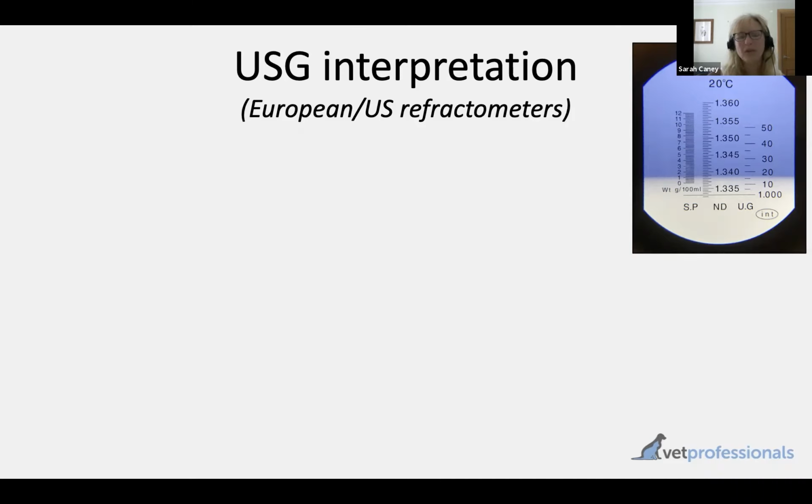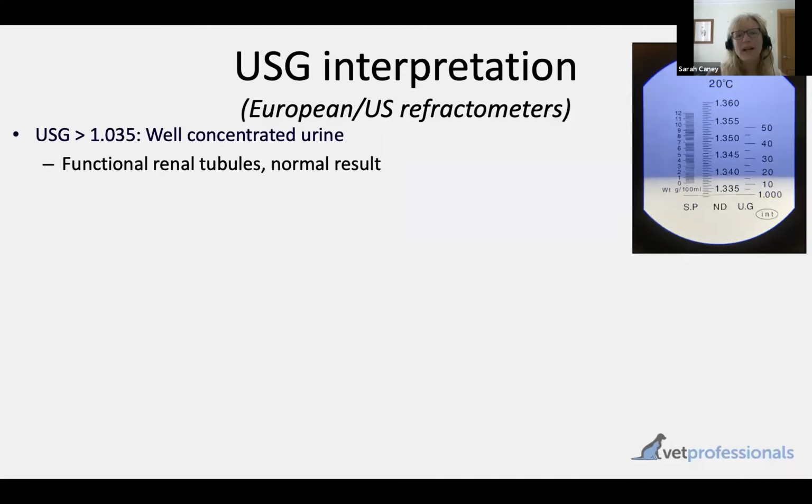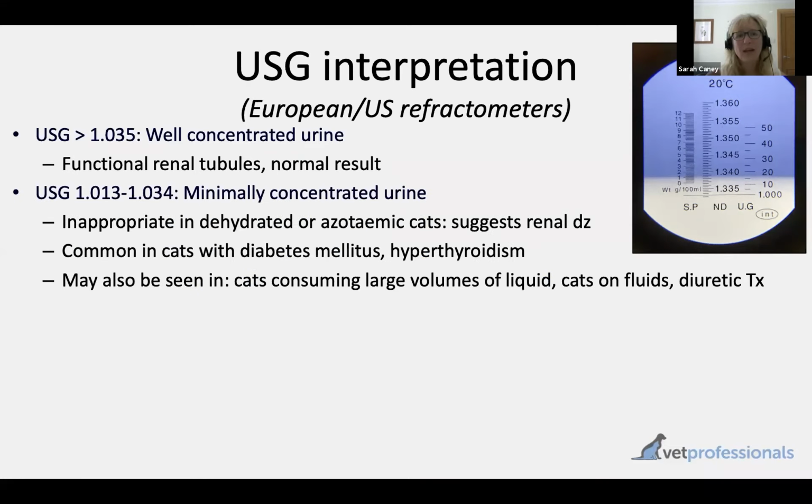So how do we interpret the results that we get? Well, if the USG is greater than 1035 in a cat, that's a pretty normal result. If that's an apparently healthy cat coming in for a preventative healthcare check, that's a nice result to hear, and we can sign that cat off from a renal or urine perspective on very basic terms until the next assessment, unless, of course, there are any clinical reasons to worry, any weight loss, for example, that might want us to look in more detail at our patient.